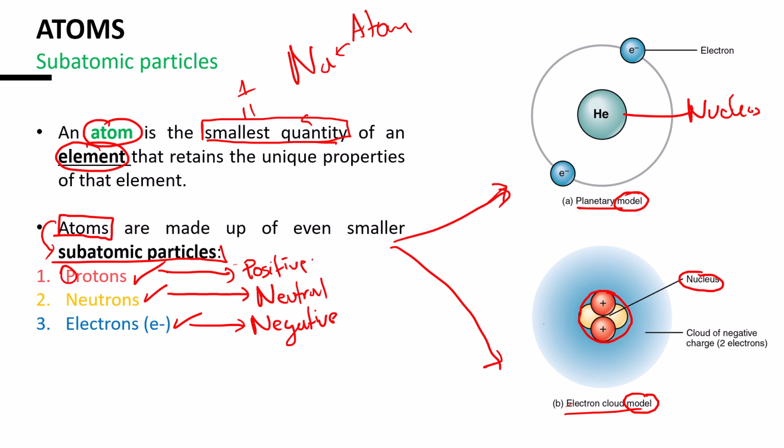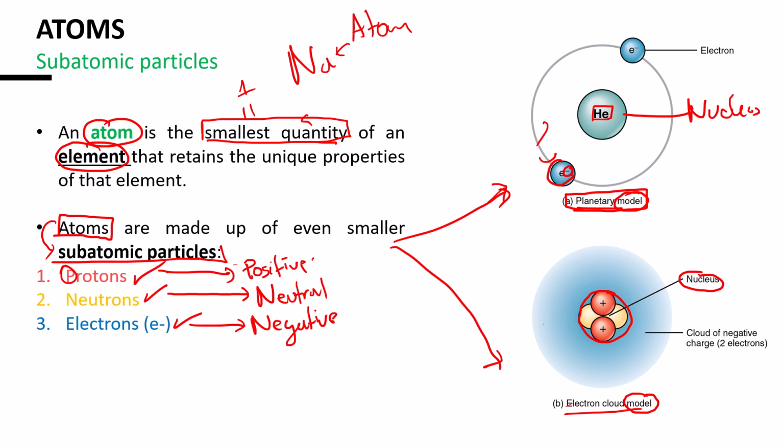So if we look at this model here, we can see that in the planetary model we have the nucleus, He stands for helium, and within the nucleus you have protons and neutrons. And see that these electrons, which are negatively charged, that's why we have the negative symbol here, are kind of orbiting the nucleus of this atom. That's why this model is called the planetary model. So they kind of go around the nucleus.